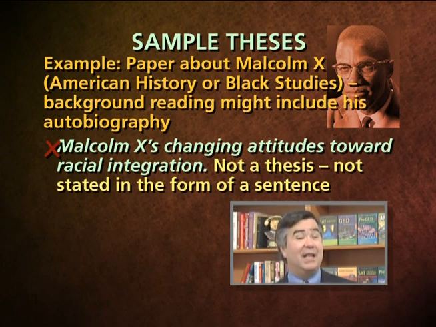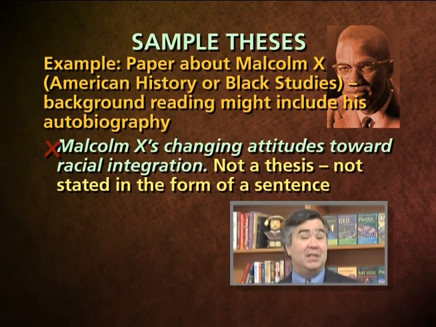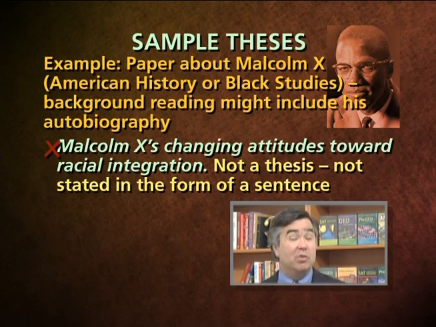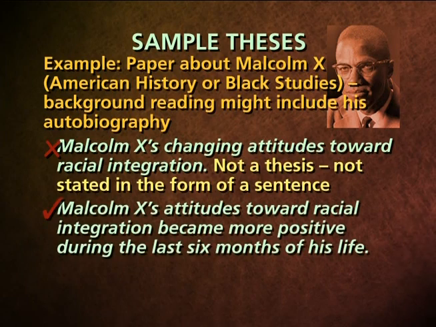The fact that it's not in the form of a sentence is a good clue. It doesn't really say what you're going to say about Malcolm X's attitudes. It simply states that you're going to investigate Malcolm X's changing attitudes toward racial integration. It's more like a topic than a thesis. We could turn this into a good working thesis by rephrasing it this way. Malcolm X's attitudes toward racial integration became more positive during the last 6 months of his life.